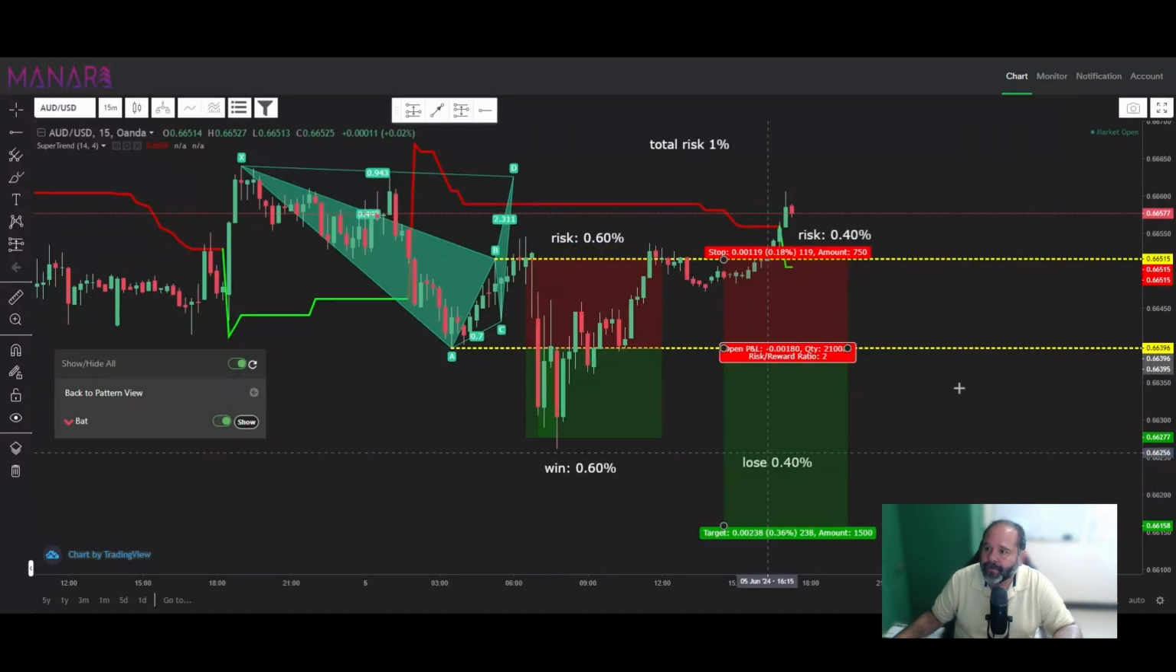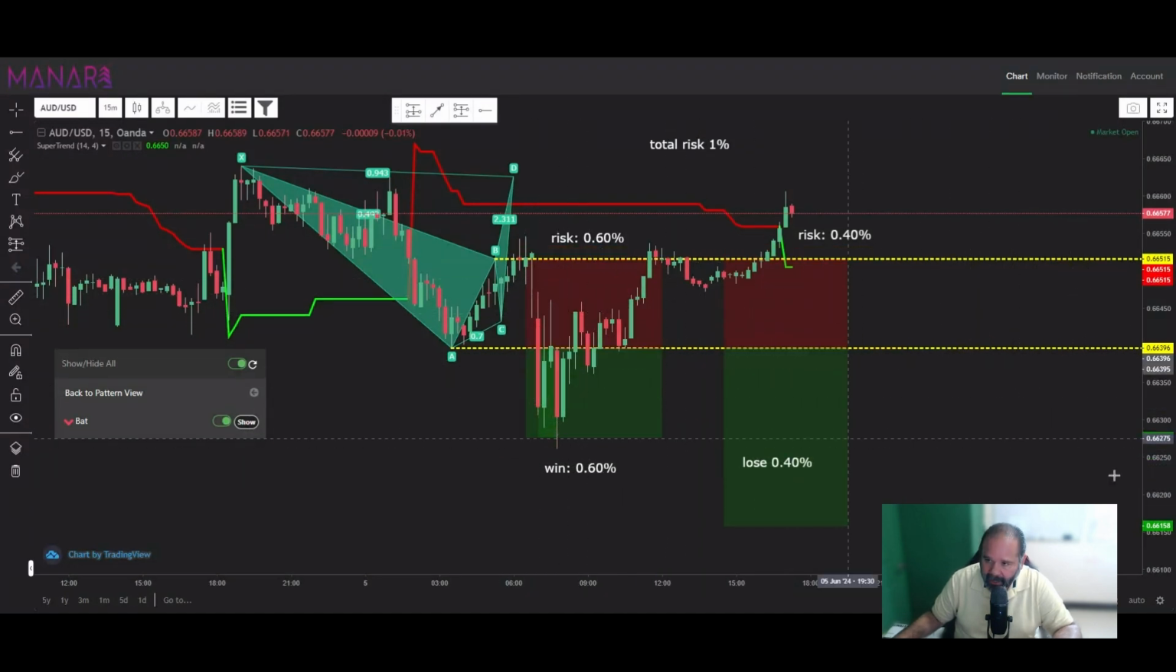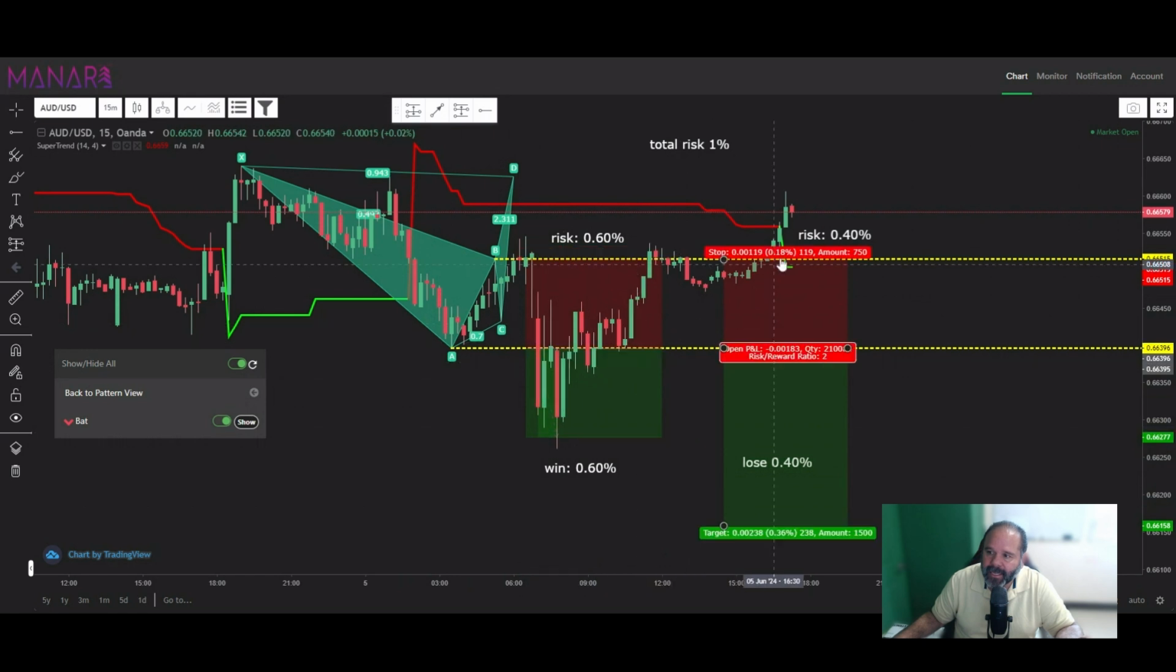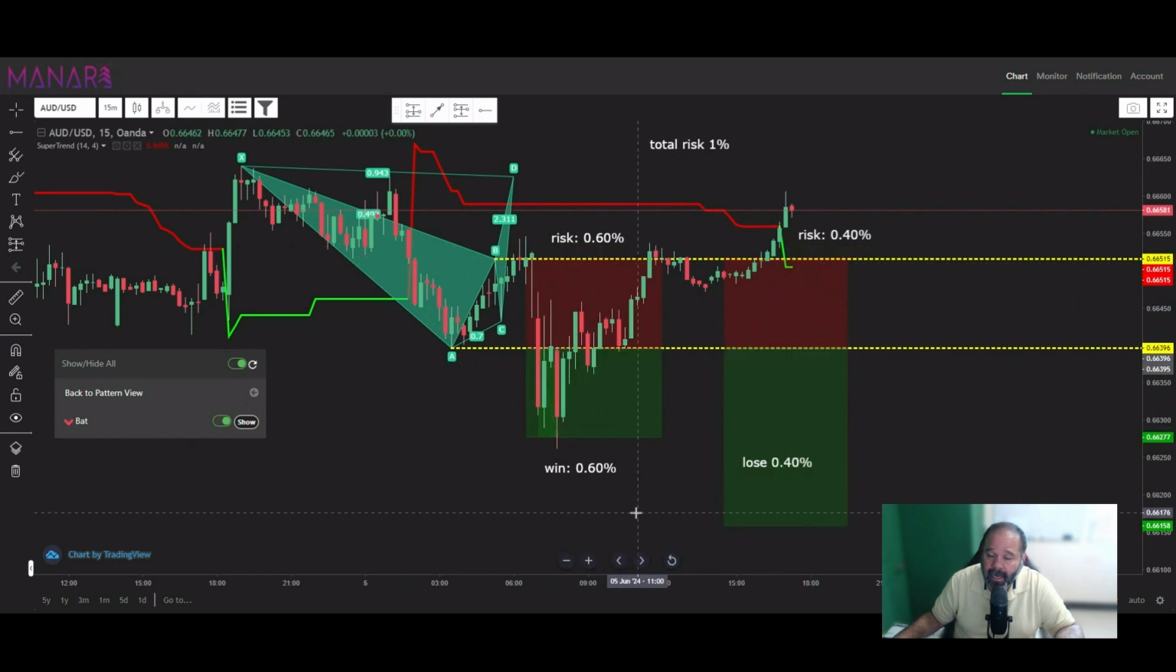Now, on this particular trade, as you can see, it hit TP1 and then price retraced and we lost the second trade. But overall, we were positive 0.20%. That's what we're looking for, right? That's exactly what we're looking for.